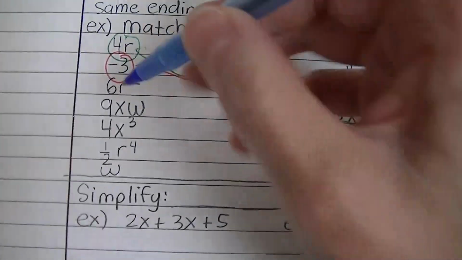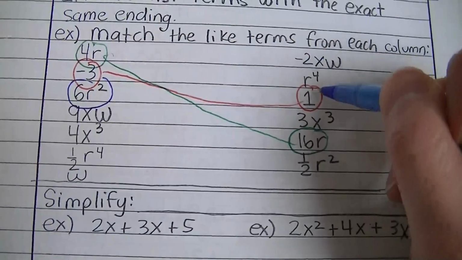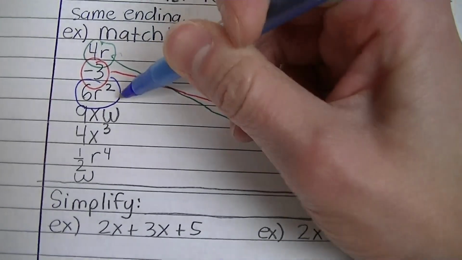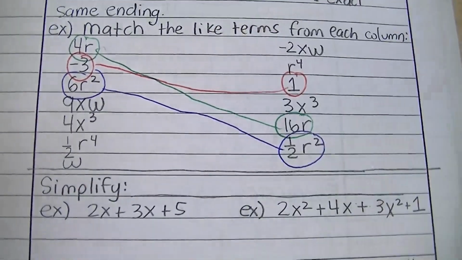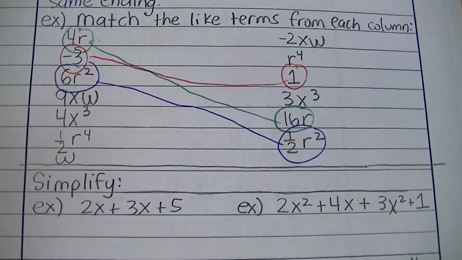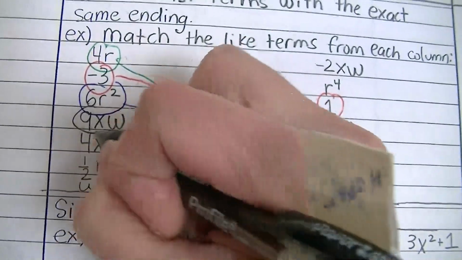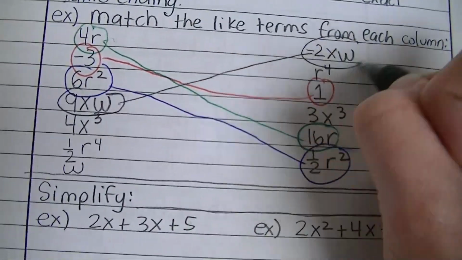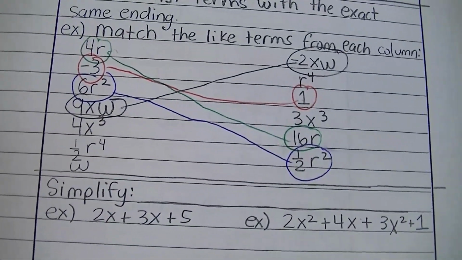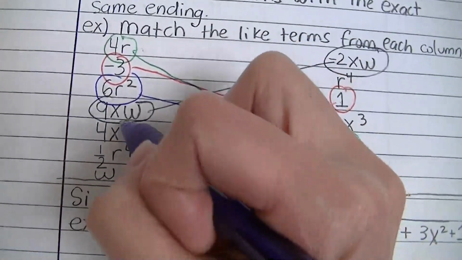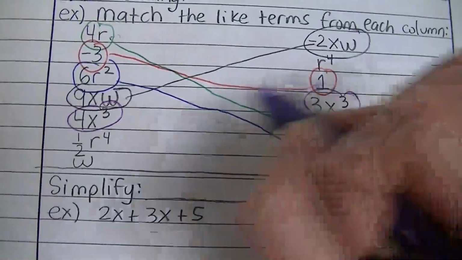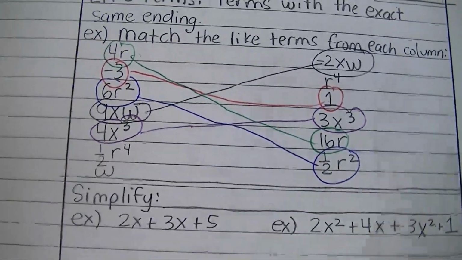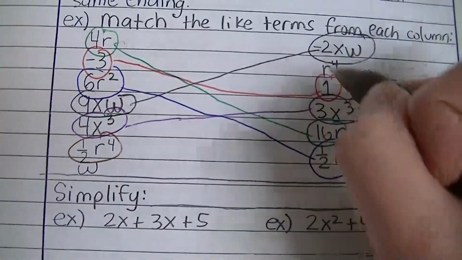6r squared, or 6r to the 2nd power. That one goes with, look for r to the 2nd power. Oh, right there. And it doesn't matter if that coefficient is a half. It doesn't matter. What matters is that ending, okay? 9xw. 9xw. Right there. That -2xw. 4x to the 3rd power. 4x to the 3rd power. Find x. Oh, there it is. 1/2 r to the 4th power. Find r to the 4th. There we go.